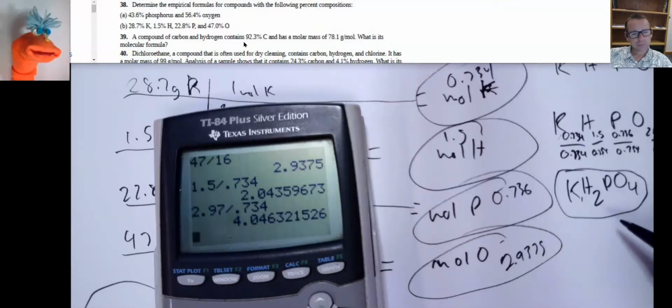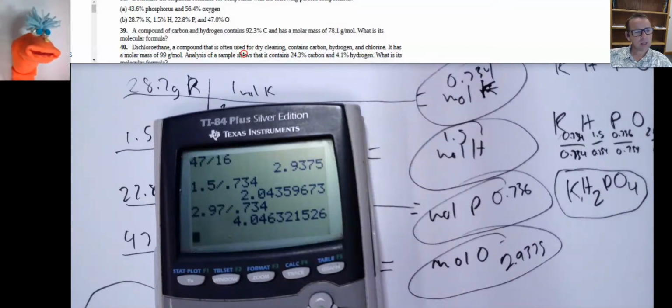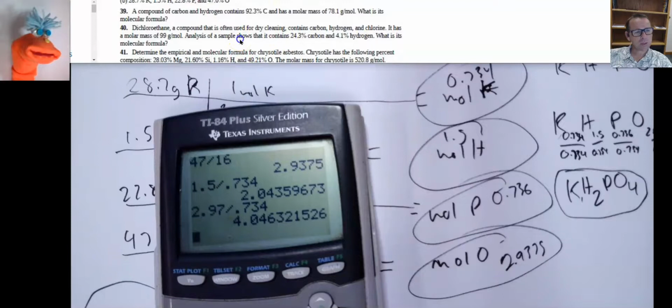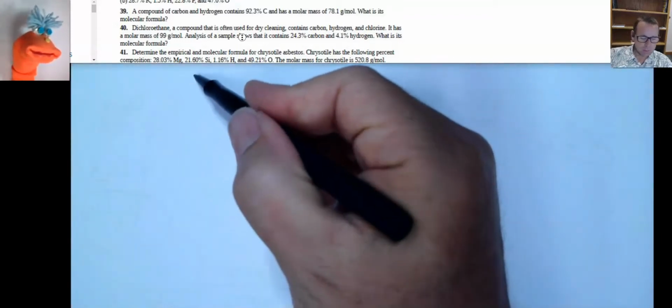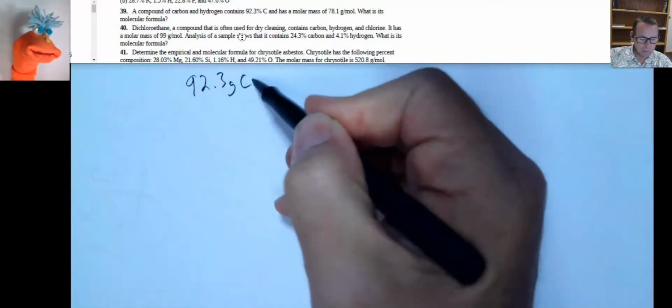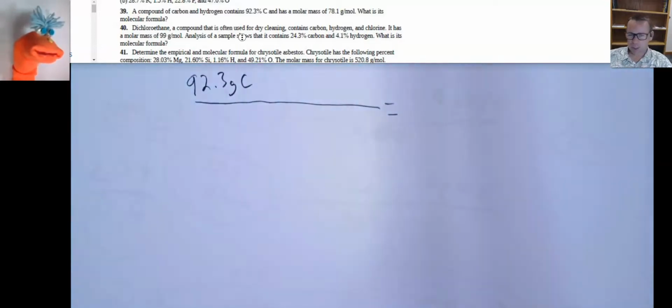Okay, good. All right. 39, right? Yeah, 39. The compound of carbon and hydrogen contains 92.3% carbon and has a molar mass of 78.1. What is the molecular formula? How do you do that one? Well, let's talk about that. If I have a mass percent composition of my compound, 92.3% carbon, again I'm going to assume a 100-gram sample to simplify things. 92.3 grams of carbon.